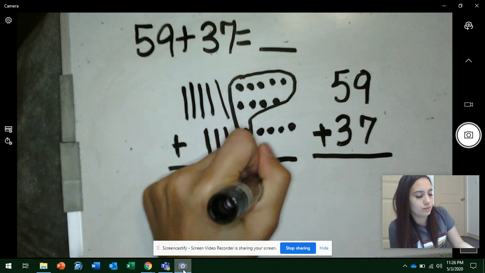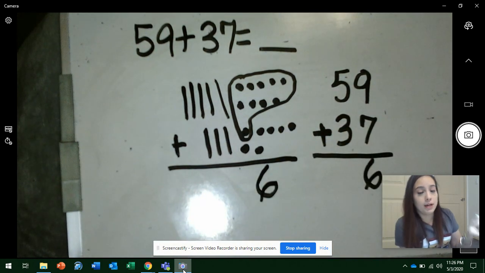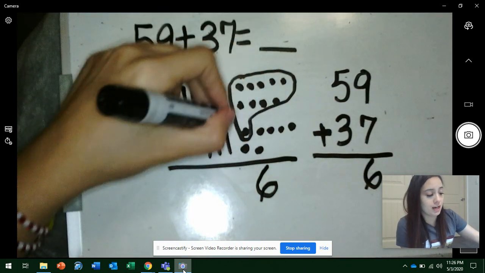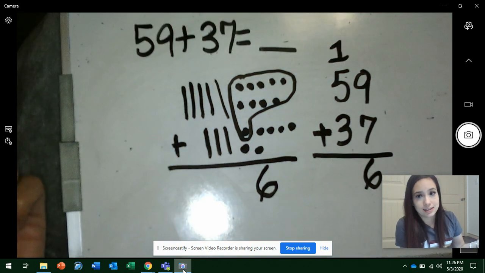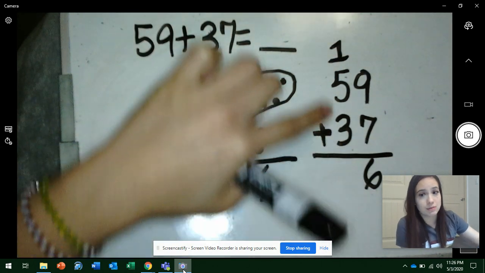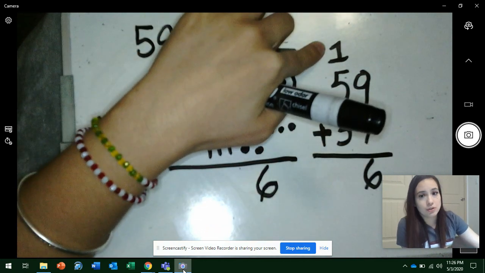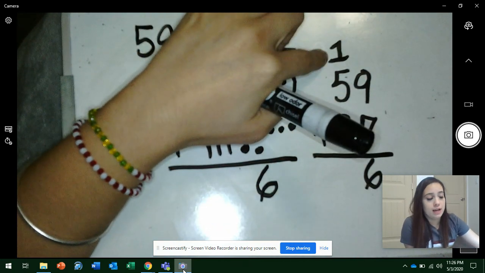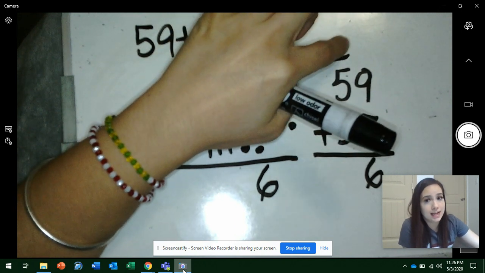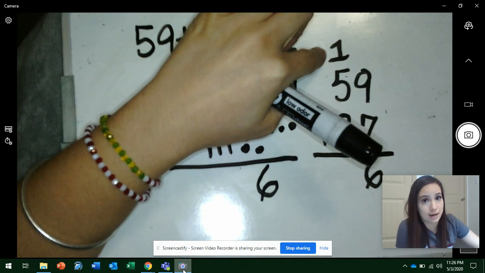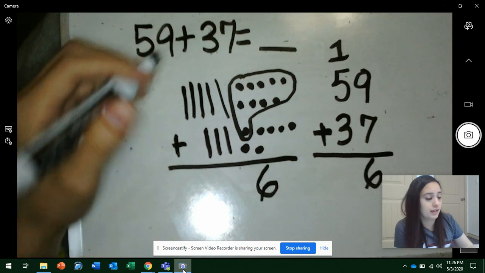So we write the 1s with the 1s. Should have written the 6 right under. But the new 10, which is right here that we made, you write it up here with the 10s. It's not our answer because we have more 10s to add in our problem, but we write it up here so we don't forget about it. And we only made one new group of 10. So you don't write the number 10 at the top, you only write the number 1 because you only made one group.